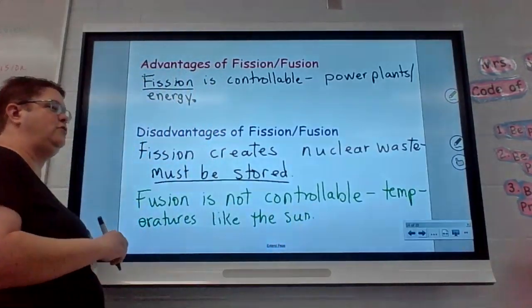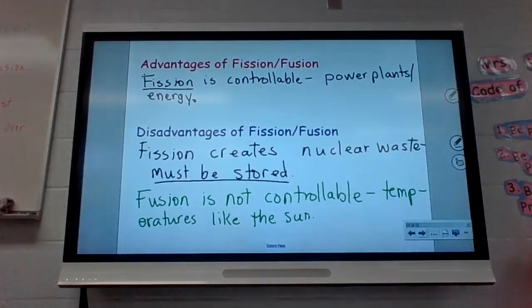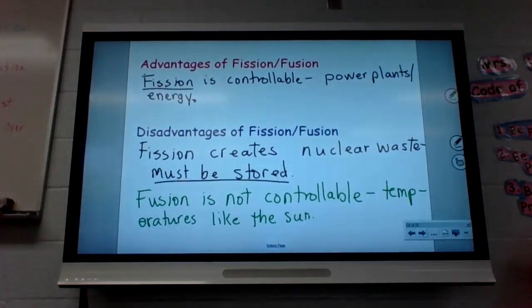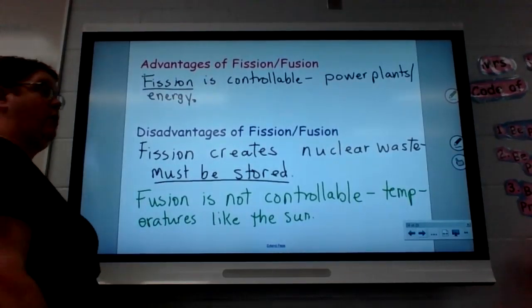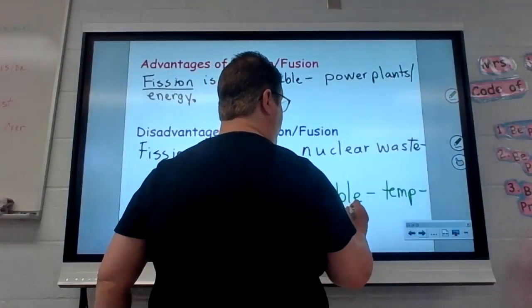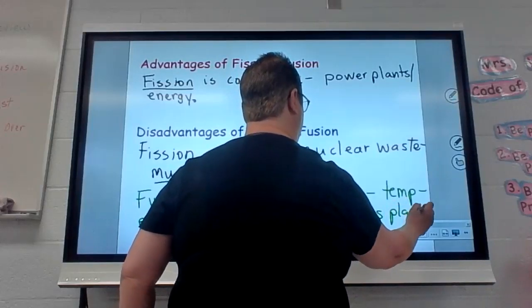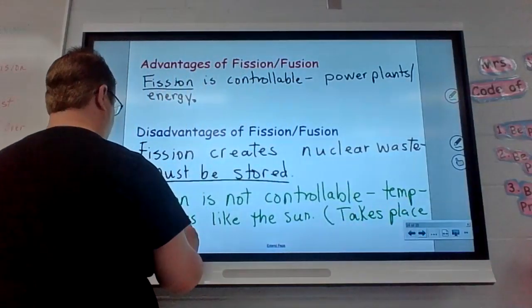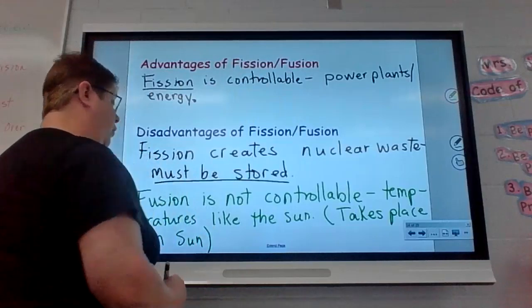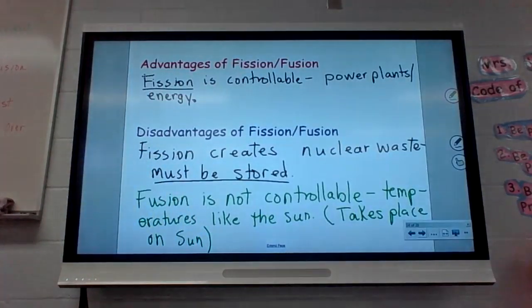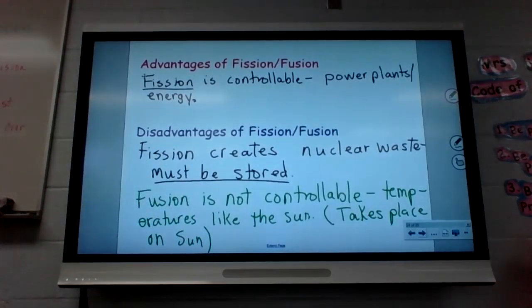All right, so fusion is not controllable. The temperatures are like the sun. All right, because if you remember from back when we studied energy, the temperatures are like the sun because the sun is an example of nuclear fusion. All right, the sun and the stars were the two examples that we talked about. They were nuclear fusion.